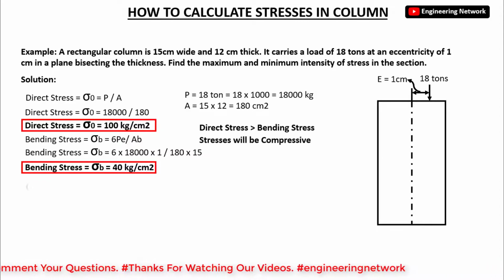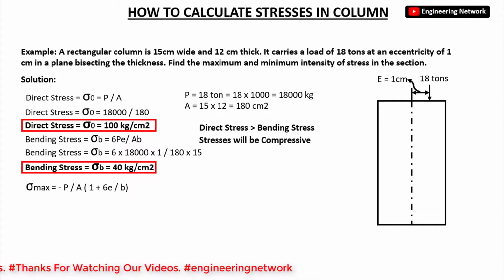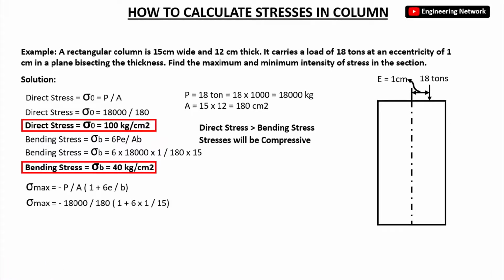So sigma maximum is equal to minus P by A into 1 plus 6E by B. Here I have all the required data. So sigma maximum is equal to minus 18,000 divided by 180 into 1 plus 6 into 1 divided by 15. And after calculation, sigma maximum will become minus 140 kg per centimeter square, right?